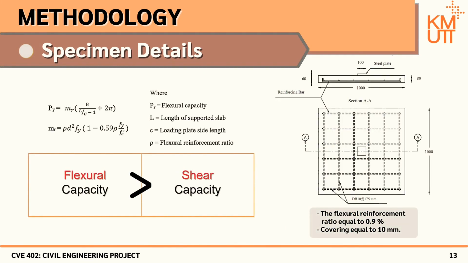In the specimen design, this is the equation which calculates the flexural capacity. We design the flexural capacity higher than the shear capacity because we require punching shear failure. Moving to the figure on the right-hand side, this is the plan of the flexural reinforcement.